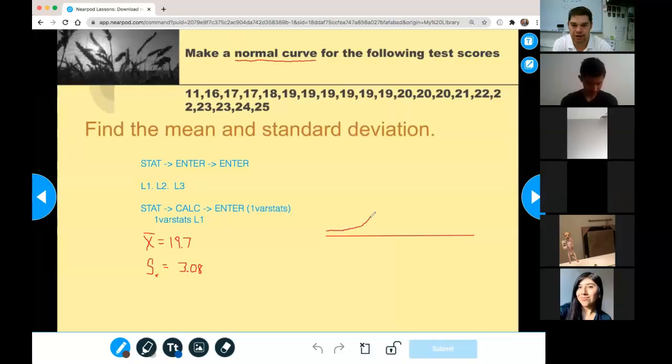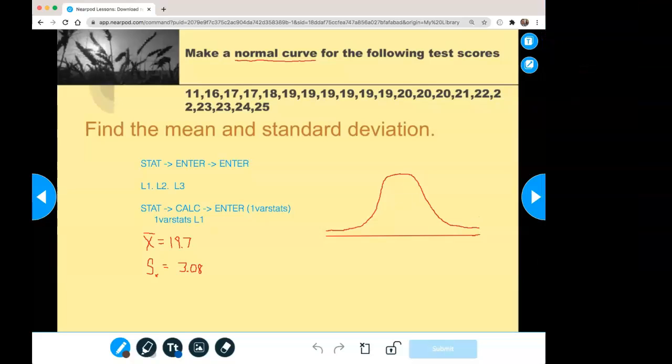And do your best to draw a curve. It goes up, goes back down, spreads out. And notice that it doesn't touch the line. Our curve does not touch the line. And then I'm going to put 1, 2, and 3 standard deviations on there. So right in the middle is your mean.